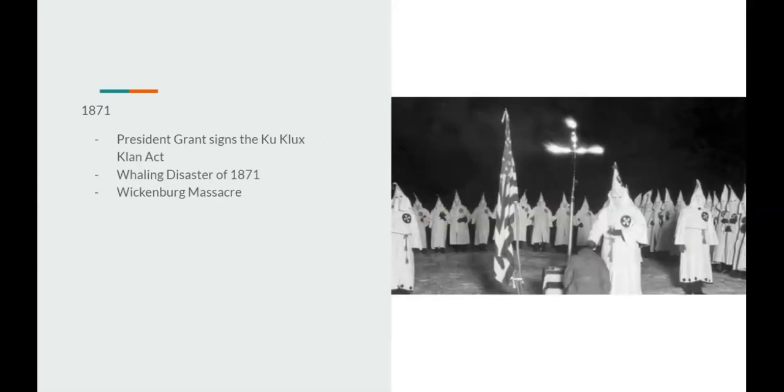Going on to 1871, President Grant would sign the Ku Klux Klan Act, pretty much forwarding President Seward's declaration that the KKK was a threat. We would also have the whaling disaster of 1871 and the Wickenburg massacre.